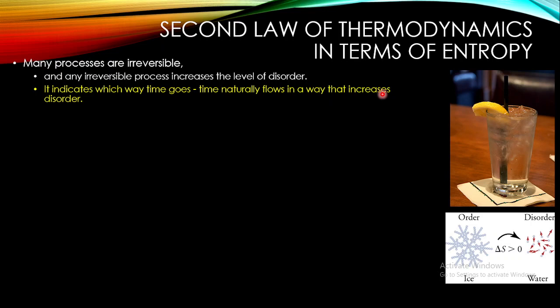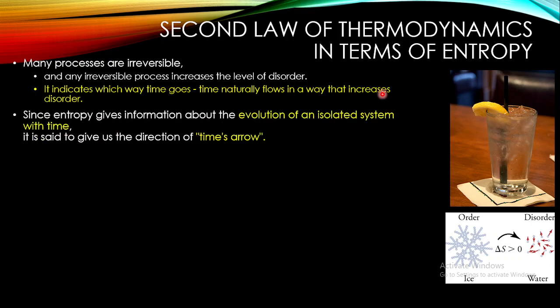So similarly, we can use entropy as a measure of time. If there is more entropy for a system than the other, how do you know more entropy? More disorder is there, which means it has happened first. So since entropy gives information about the evolution of a system with time, it is said to give us the direction of time's arrow.